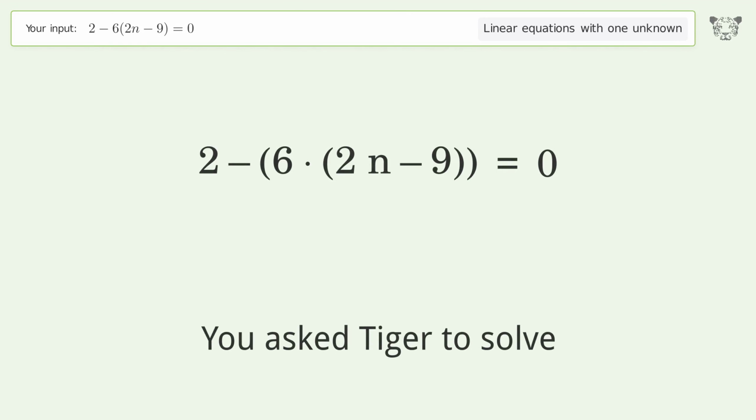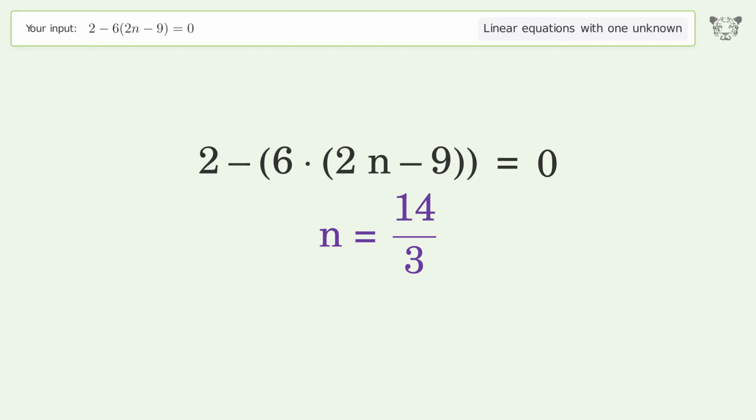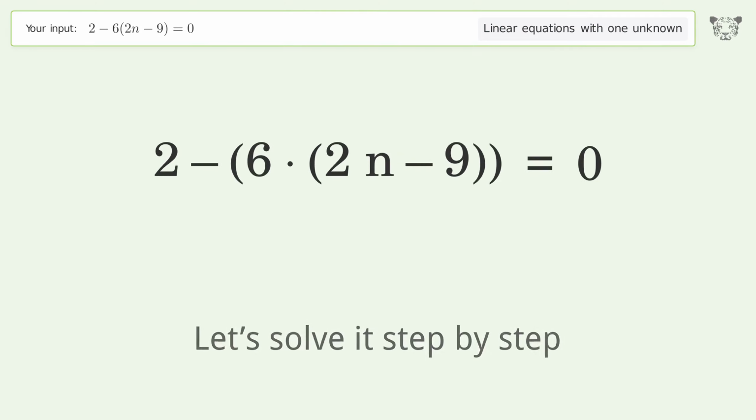You ask Tiger to solve. This deals with linear equations with one unknown. The final result is n equals 14/3. Let's solve it step by step.